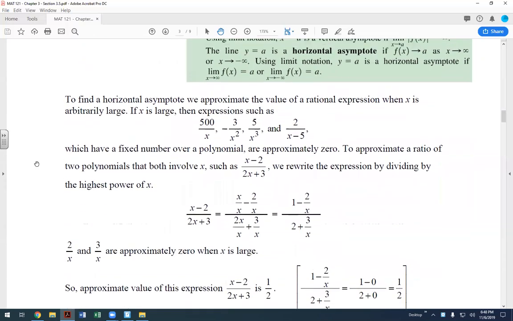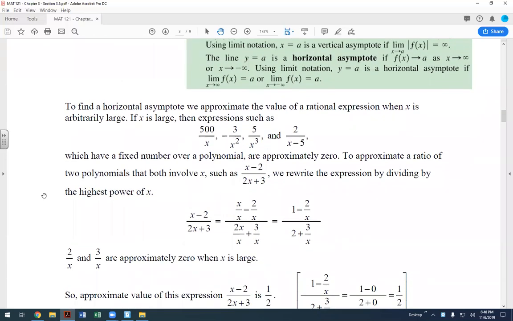Okay. So as I mentioned, for calculating the vertical asymptote, it's the same thing that we did for the domain. Take the denominator, set it equal to 0, and figure out where your denominator is going to be 0. Calculating the horizontal is a little bit different.